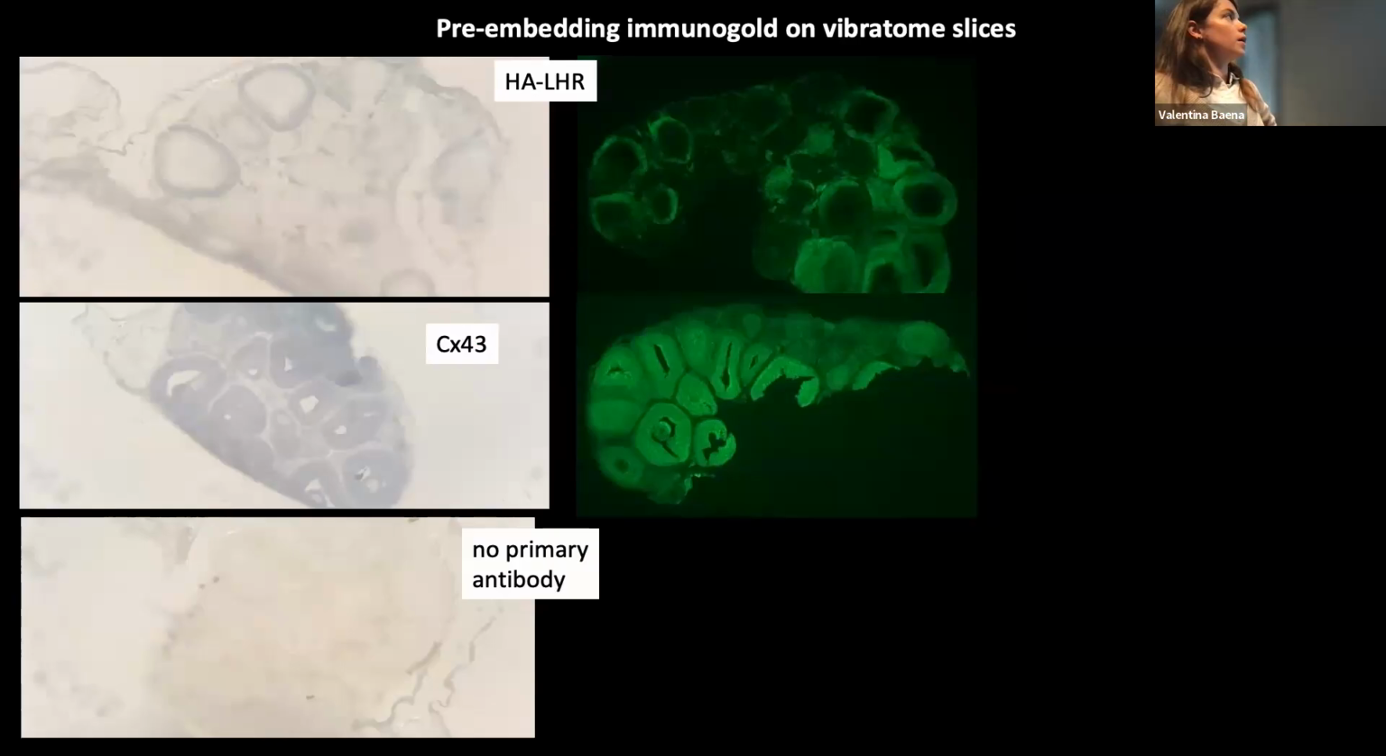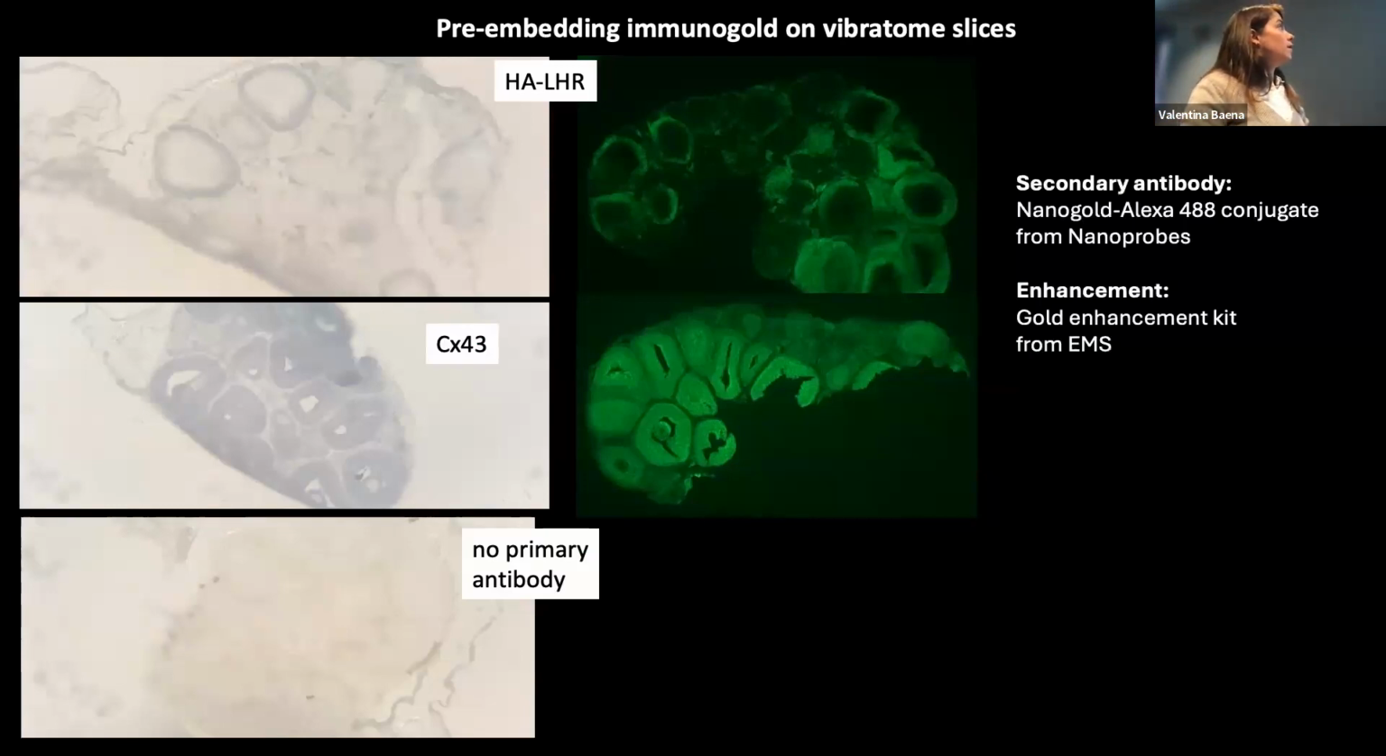What we're seeing here is pre-embedding immunogold on vibratome slices. These are 70 micron thick vibratome slices of ovaries, so cross sections of ovaries. We're labeling the HA-LH receptor with a commercial antibody and using a secondary antibody, which is nanogold conjugated with Alexa 488 conjugate from Nanoprobes. On the left, that nanogold has been enhanced with a gold enhancement kit from EMS. So this purple stain here is that nanogold signal, and in green is the Alexa 488 conjugate.